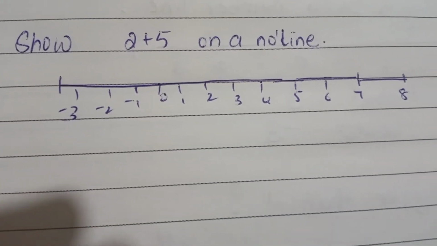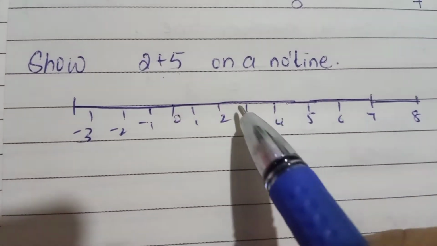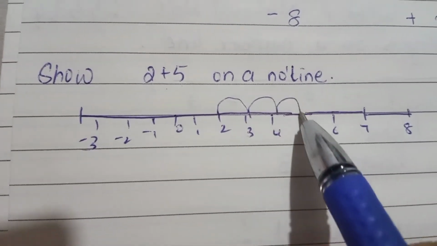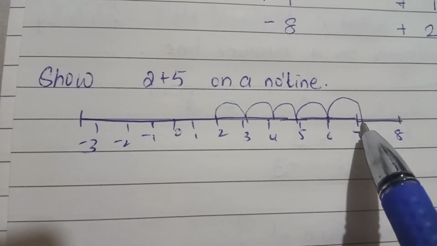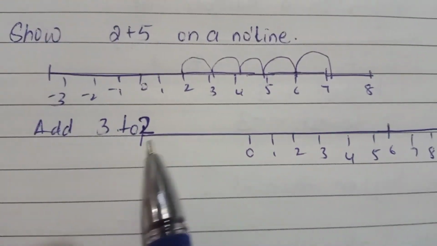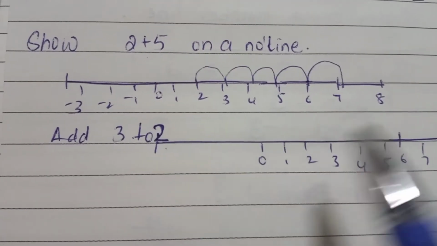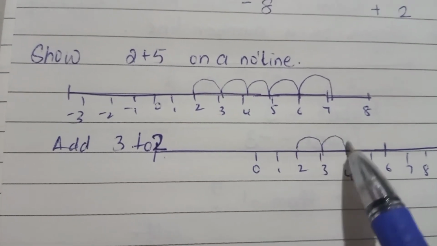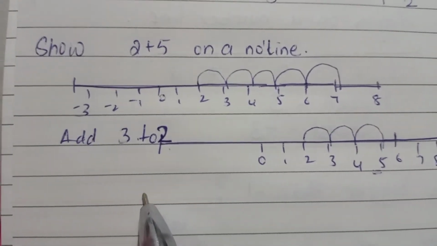Now let's show 2 plus 5 on a number line. Now 2 plus 5, you don't directly jump to 7. Instead of that, you go from 5 plus 2 or 2 plus 5. As I told you, it is 2 plus 5, so you will start from 2. If it was 5 plus 2, you would start from 5. Now let's add 3 to 2. So you add from 2, 3 steps. So you get the answer 5.